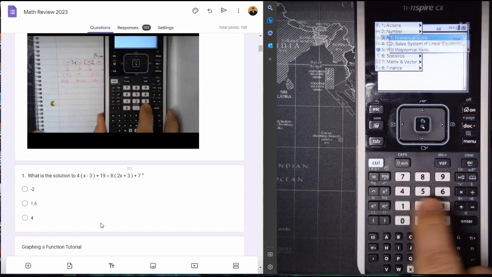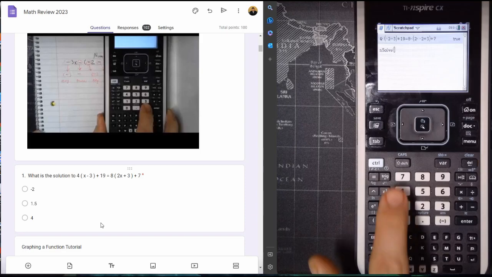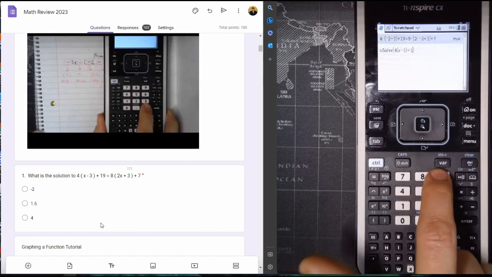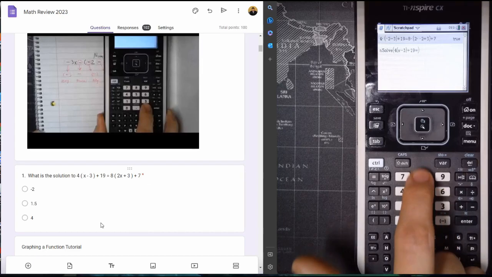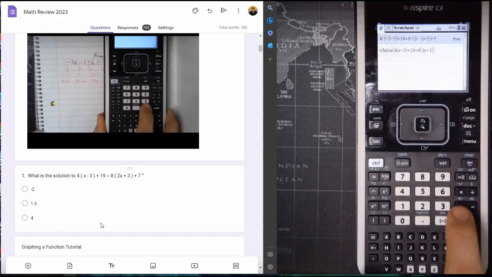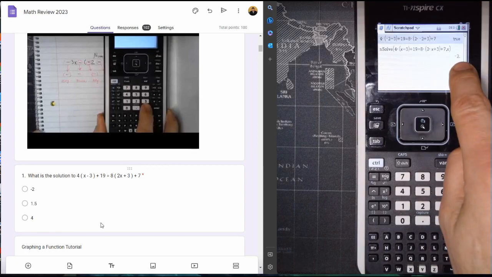Now, if they remembered how to use numerical solve, they could have just gone in here and said 4(x minus 3) plus 19 is equal to 8(2x plus 3) plus 7, and then do comma x. And they would have said that it was negative 2.